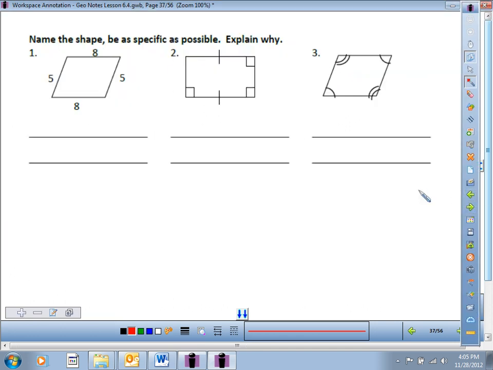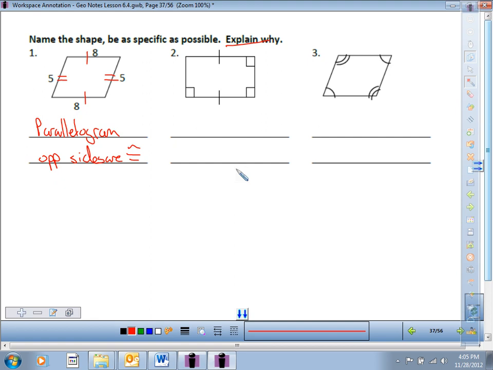Let's run through some examples. Now here's some reasoning problems. What we need to do is name the shape, and name these as specific as possible. And then we have to explain why real quick. Now, number one, we know that this angle is equal to this angle, and this side is equal to this side, and this side is equal to this side. So we know that's a quadrilateral, but more specific, we would call this a parallelogram, and our explanation would be that opposite sides are congruent.